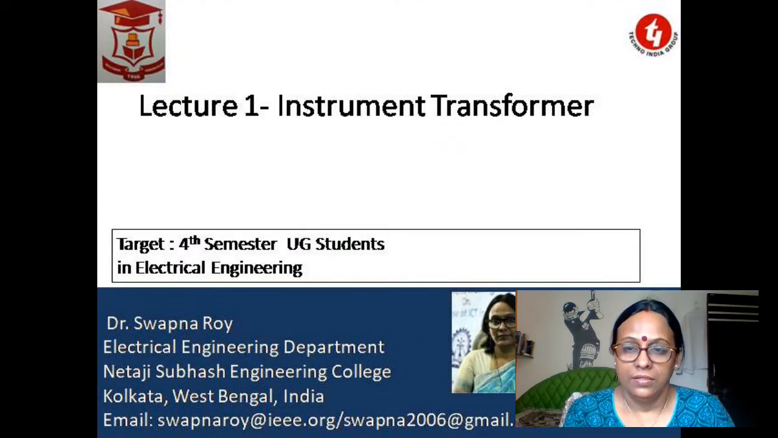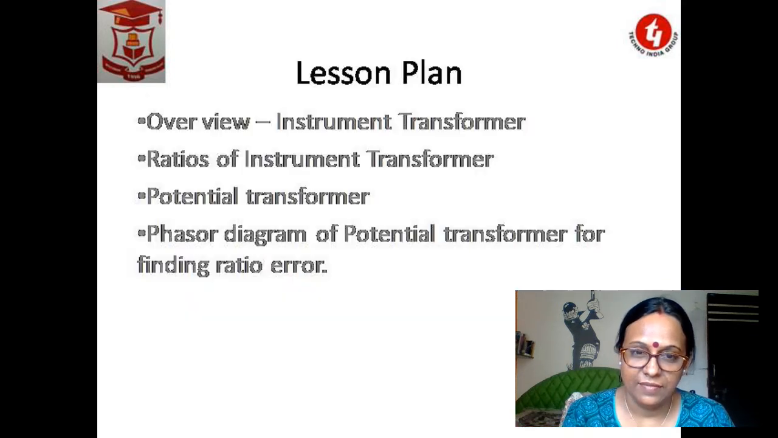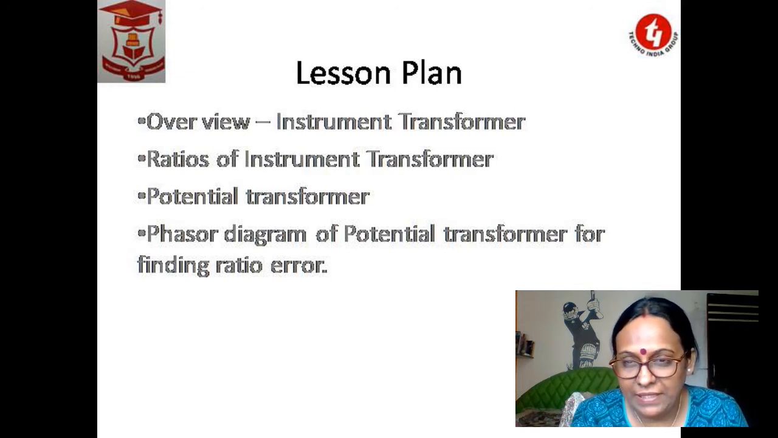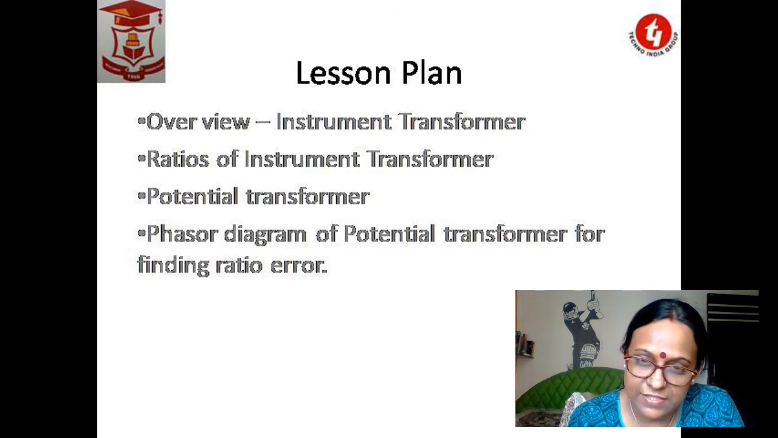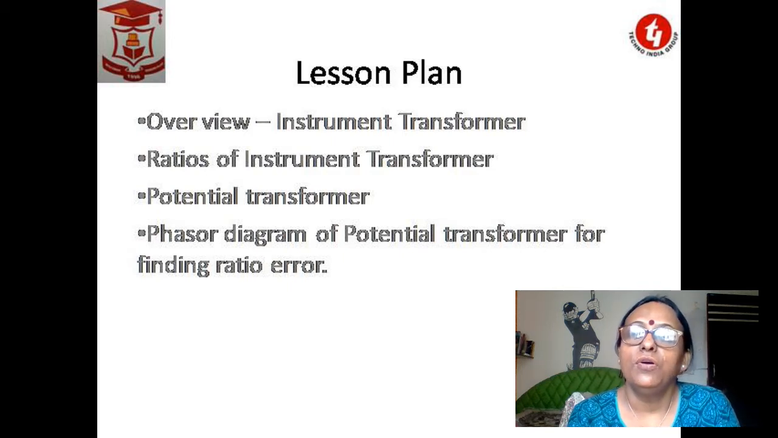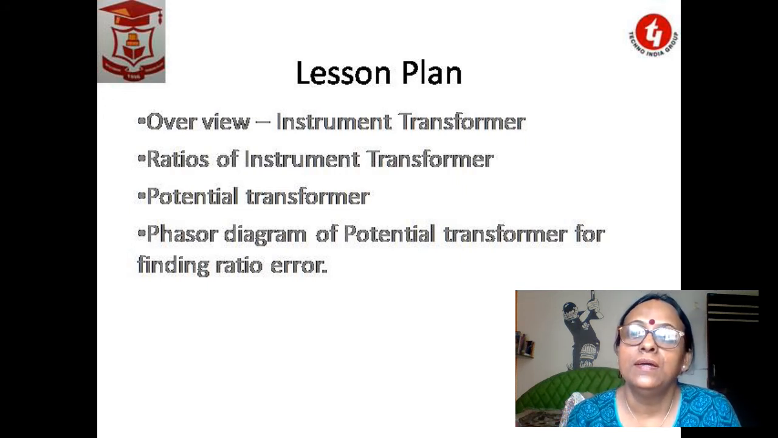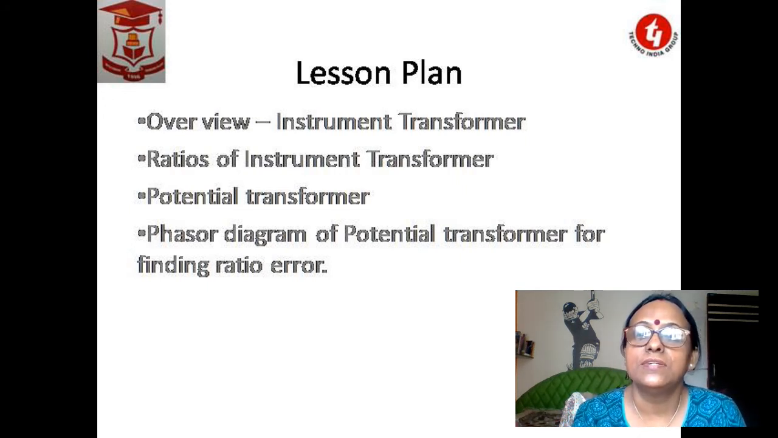So this lecture is developed for the fourth semester students of Netaji Subhash Engineering College. Now, overview of my lesson plan. What is an instrument transformer? Ratios of instrument transformer, potential transformer, phasor diagram of potential transformer for finding the ratio error.